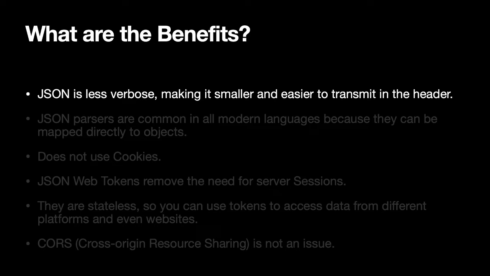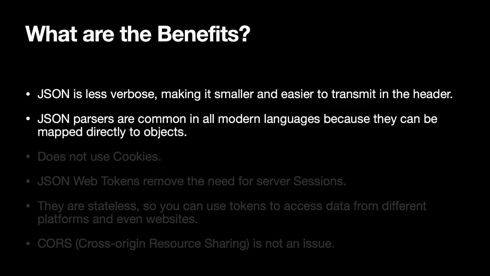So the JSON web token is just a lot easier. And then of course, JSON parsers are common in all modern languages because they can be mapped directly to objects. You don't have to worry about XML or some other kind of markup being decoded. JSON objects is just key value object storage. It's a lot easier to map out and get the data out of. And then that's the big one.